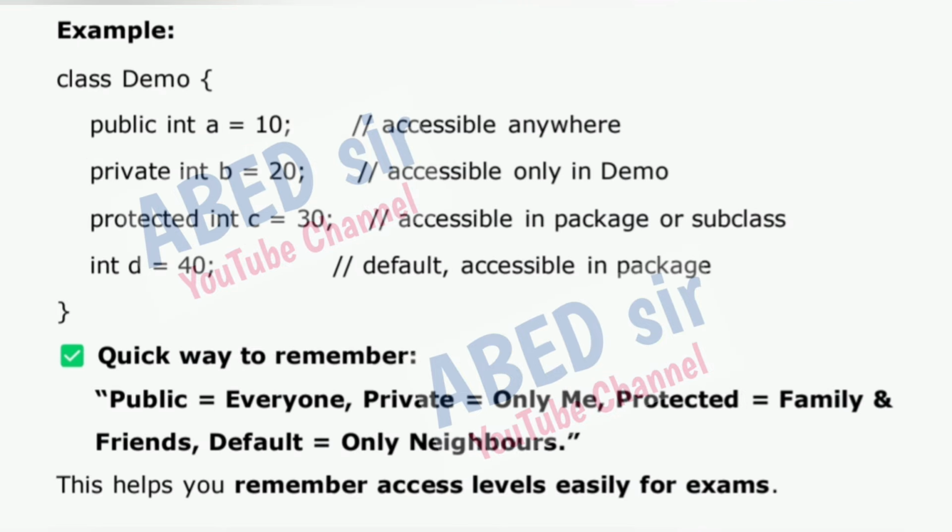Example: class Demo, public int a = 10, accessible anywhere. private int b = 20, accessible only in Demo. protected int c = 30, accessible in package or subclass. int d = 40, default, accessible in package. Quick way to remember: public equals everyone, private equals only me, protected equals family and friends, default equals only neighbors. This helps you remember access levels easily for exams.